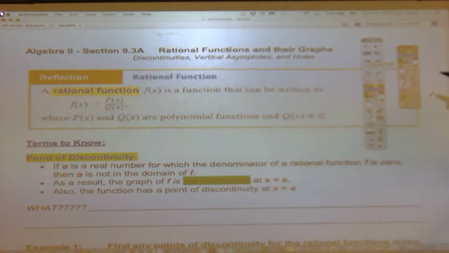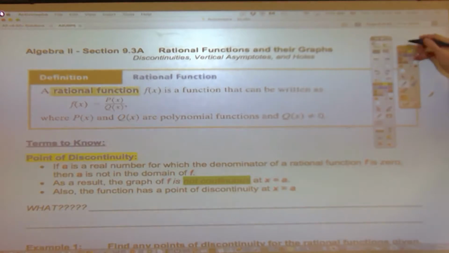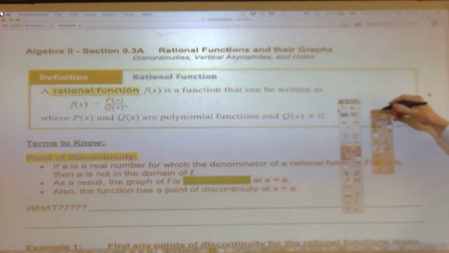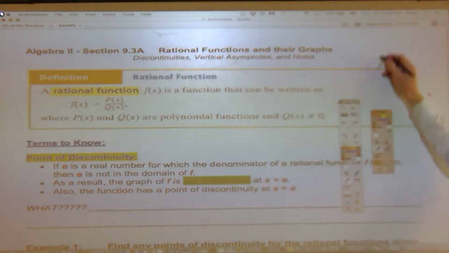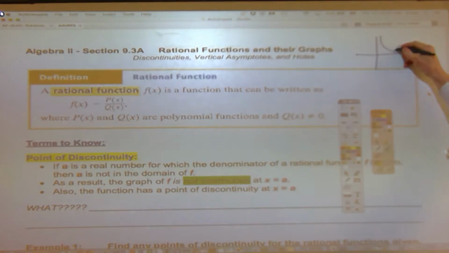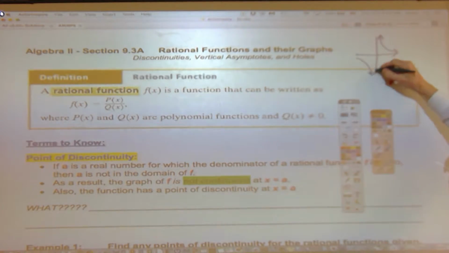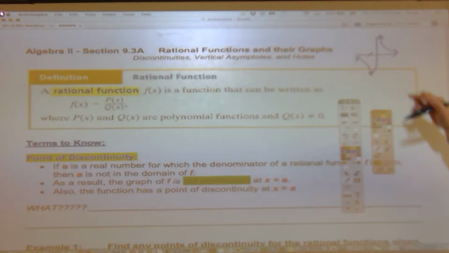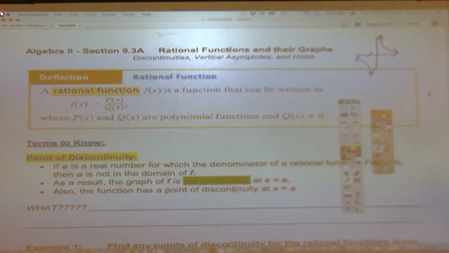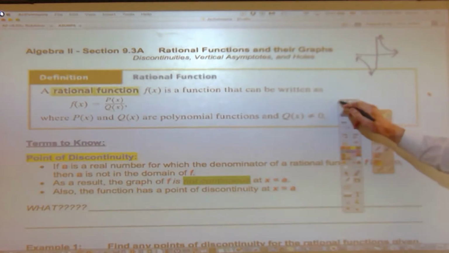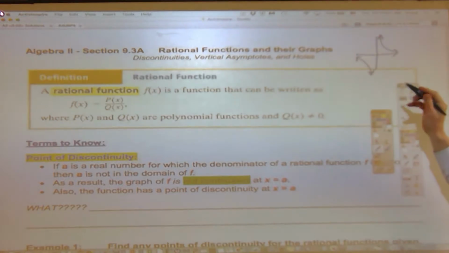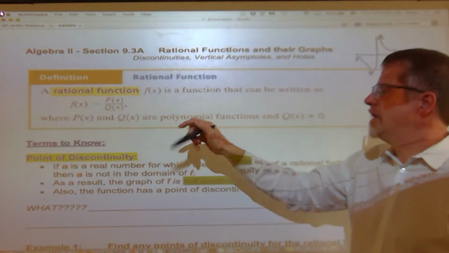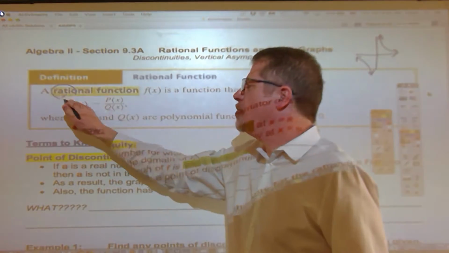Let's go to page 1. We're looking at rational functions. Now, the graphs of rational functions tend to have this hyperbolic shape. Rational functions have a shape that looks like this two-branched graph, and in general, a rational function is any function that is a ratio of polynomials.